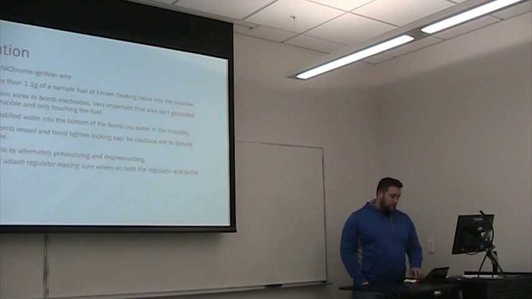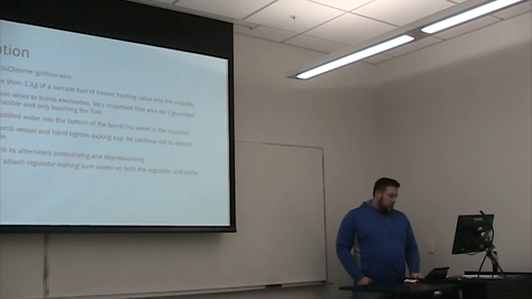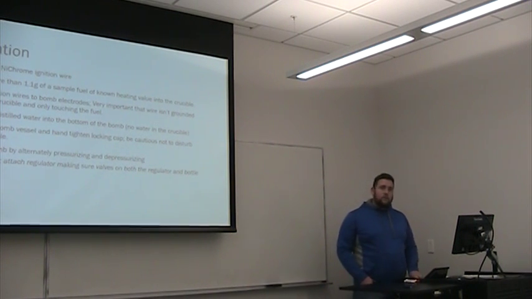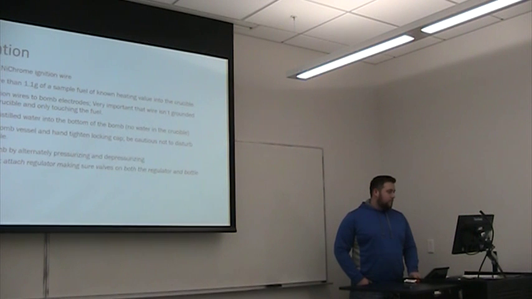So, preparation. We cut 10 centimeters of nichrome ignition wire and place no more than that much of a sample fuel into the crucible. You don't want to use any more than that because you don't want to damage the calorimeter, and that's also a safety concern. Connect the ignition wires to the bomb electrodes. It's very important that the wire isn't grounded against the crucible and is only touching the fuel, otherwise you will not achieve ignition of the fuel. It will just be grounded out.